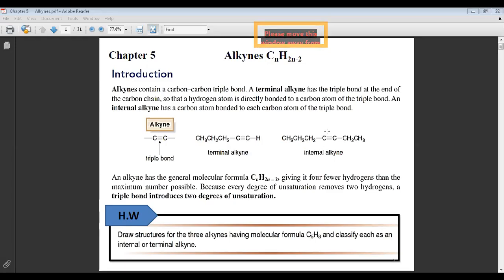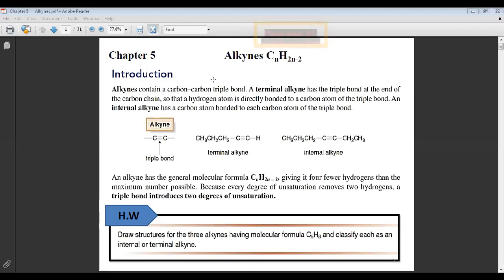Okay. Now, an alkyne has the general formula CnH2n minus 2. Okay, this molecule has four fewer hydrogens than what? The maximum possible number of hydrogens. If you compare the alkyne with the alkane, there are 4 hydrogens difference between them. And that gives you 2 degrees of unsaturation.